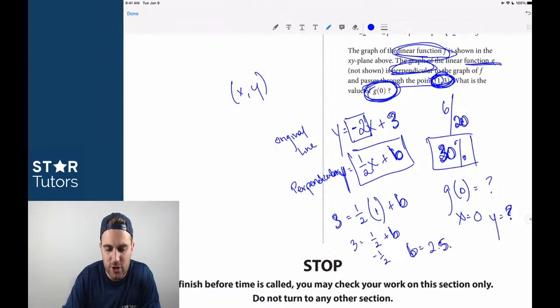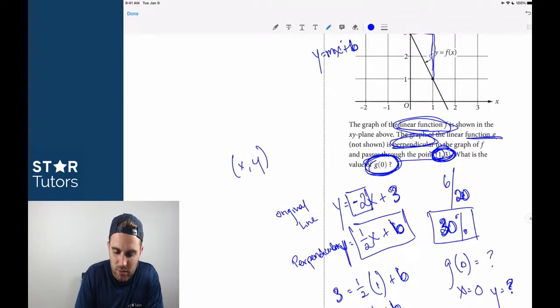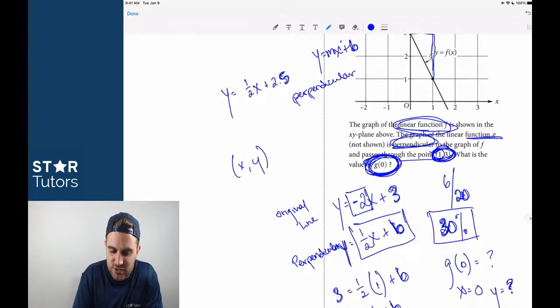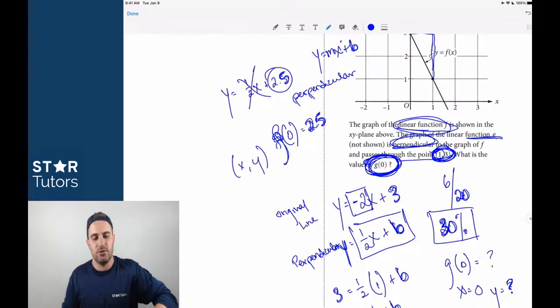Okay? So if we go back and plug that in, we're looking for g of 0, well, that's just going to be where the y-intercept is. So we have y equals 1/2 x plus 2.5 is the equation of the perpendicular line. That's the perpendicular line, right? And now we're looking for g of 0. We plug in 0. y is just equal to 2.5. So what is the value of g of 0? Sorry, g of 0 is equal to 2.5. So we plug in x is 0. That eliminates that. And now we just get g of 0 equals 2.5. Does that make sense, guys? Thumbs up if that makes sense.